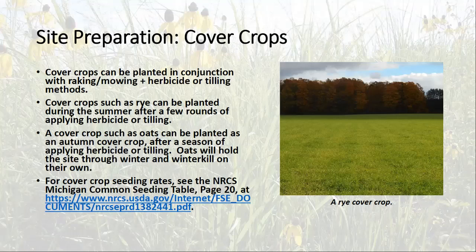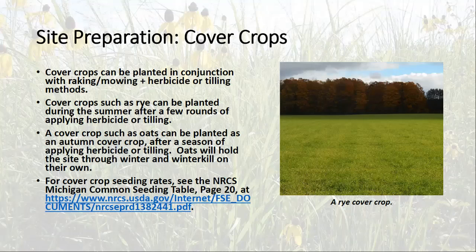What I like about oats is that you can spend an entire spring and summer tilling, and then by late summer you can lay the oats down as a cover crop. They'll hold the site through the fall and into the winter until they winter kill on their own, and then that residue can be raked or disked in that following growing season, which helps the site be ready for native grasses and native wildflowers. And I'll talk more on that later.